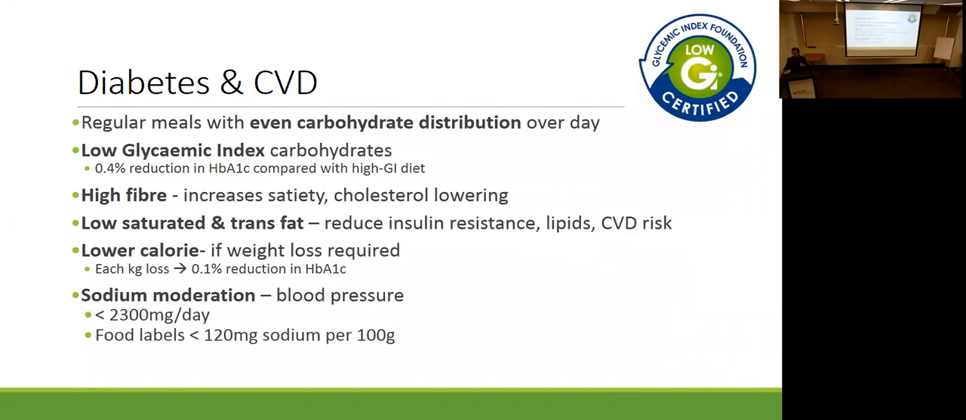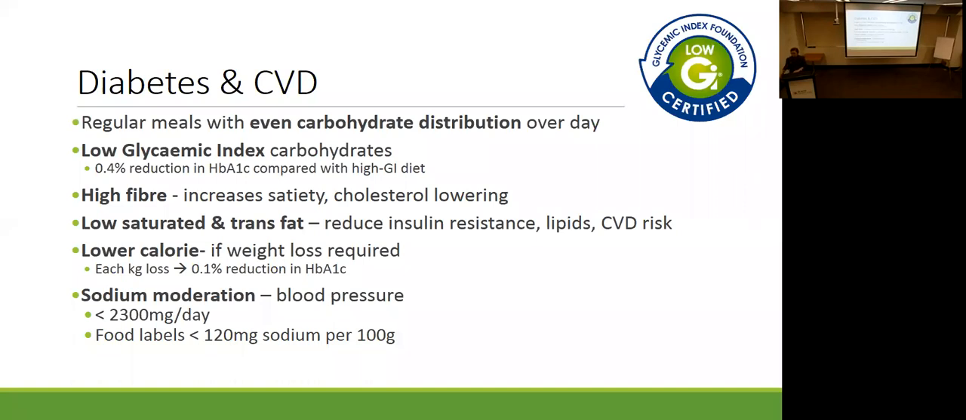So a little bit on diabetes and cardiovascular disease, because the recommendations for both tend to overlap. So with diabetes, we want to make sure they're having regular GI diet for those that have low GI.